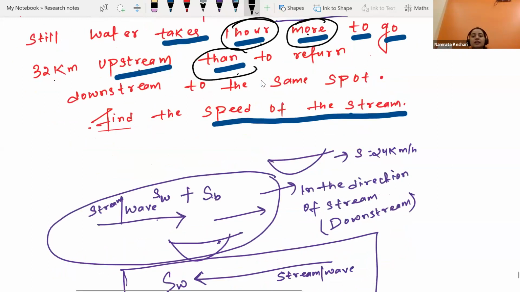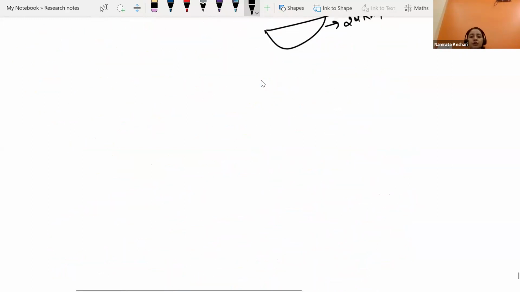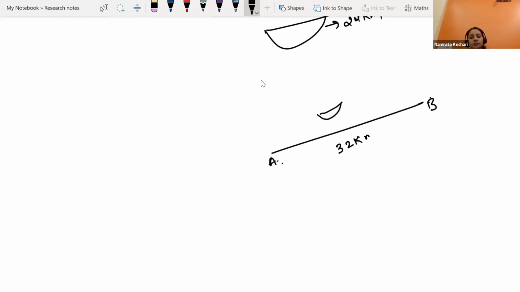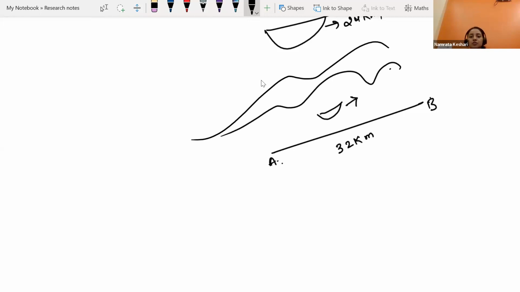Basically, if you have used a boat, you must have seen it helps us going from point A to point B or coming from point B to point A. So suppose the boat is going from A to B. The distance is 32 kilometers. When it is going from A to B, it is going against the direction of the stream. So maybe the stream is flowing in this direction. It is working against the boat when it is going.